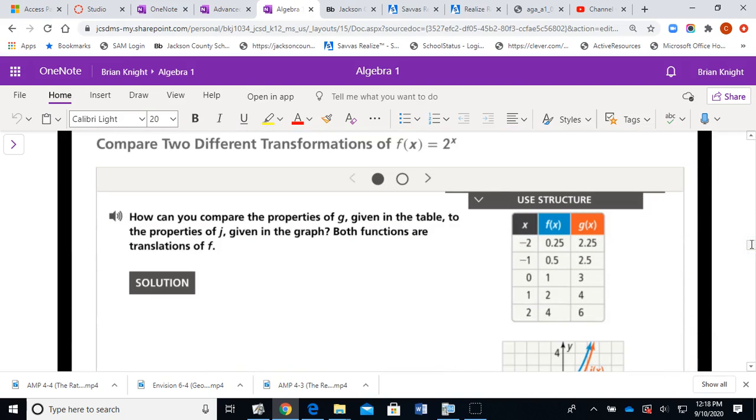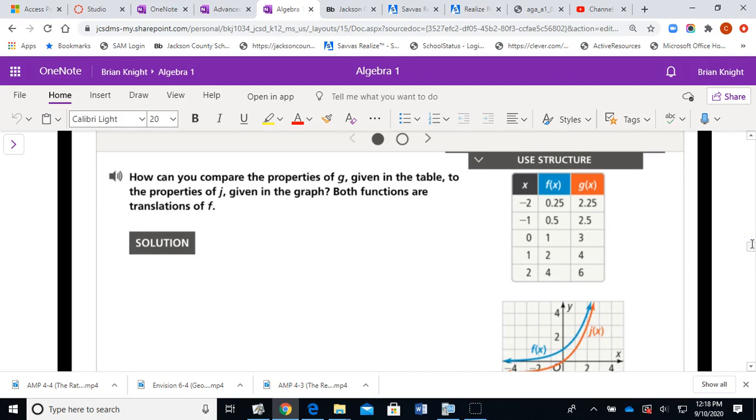Two different transformations. So here we're comparing two different things. It says, how can you compare the properties of g given in the table to the properties of j given in the graph? So here's g in the table, and here's j in the graph. Both functions are translations of f. So here we have f and g. We're comparing them. Let's see here. What's happening? This is really the one you need to be paying attention to right here.